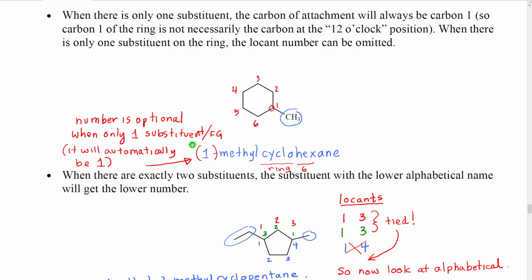However, the number 1 is optional when there is only one substituent and no other functional groups, because the rules say we automatically have to choose the carbon that has the one substituent attached as carbon 1. So therefore, it is perfectly correct to name this methyl cyclohexane. It should not be considered incorrect, however, to include the number for consistency's sake.